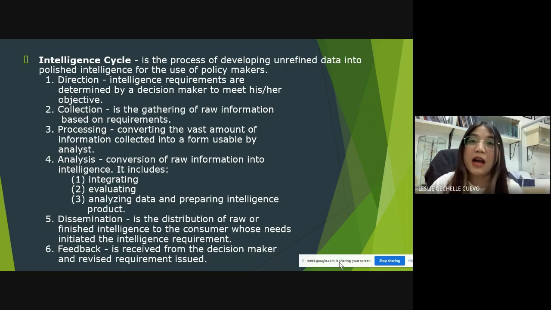So feedback, yun na nga, bumalik na sa'yo. So naibigay mo yung intelligence, ginamit yon ng policy makers sa kanilang mga decision making, sa kanilang planning. And then, kung ano yung mapagdesisyonan nila, kung ano yung maiplano nila, yun na yung feedback. Yun na yung malalaman mo. Ganito pala yung gagawin namin.